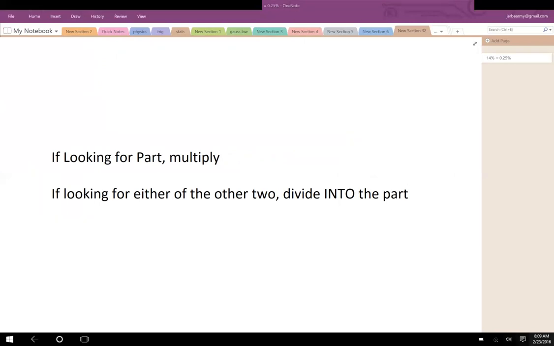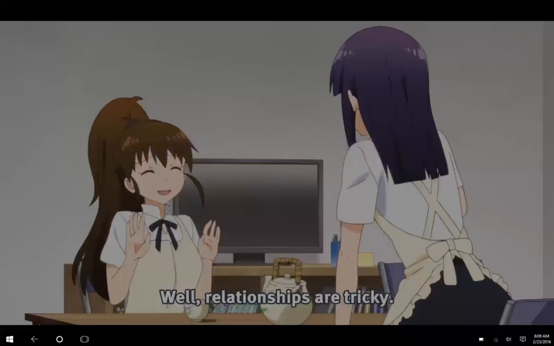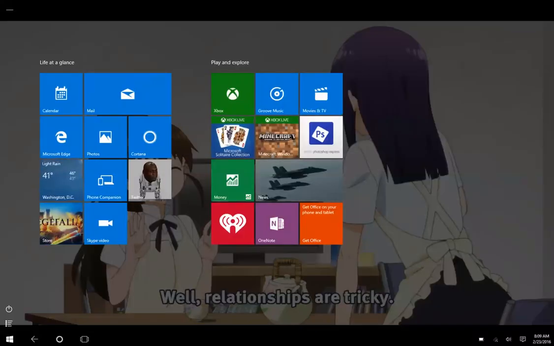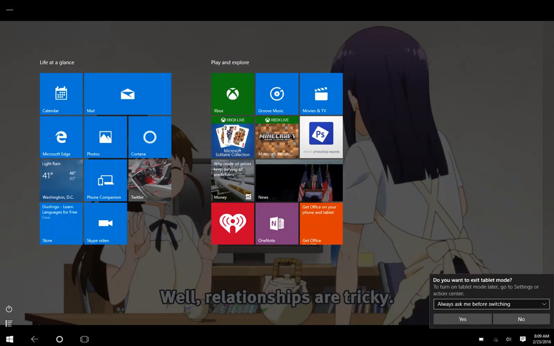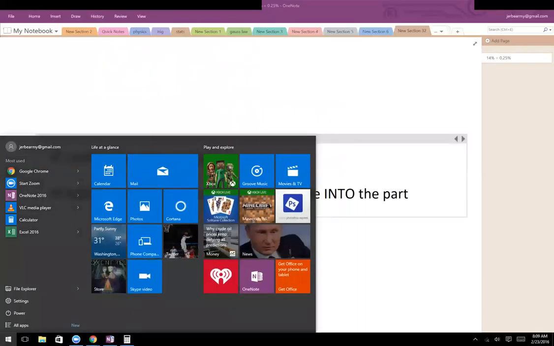So let's go back to the deal. And suddenly I somehow got into tablet mode. Do you want to exit tablet mode? Yes, I do, because I don't like it.